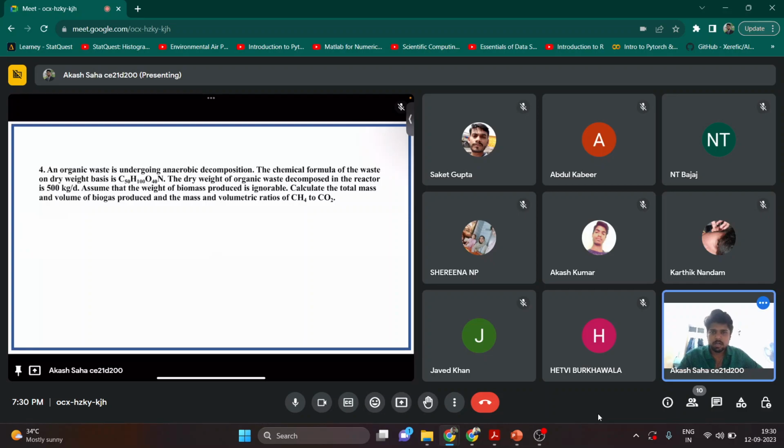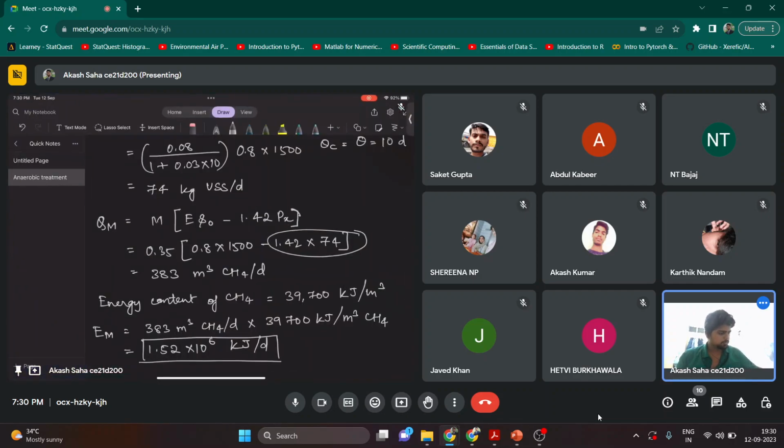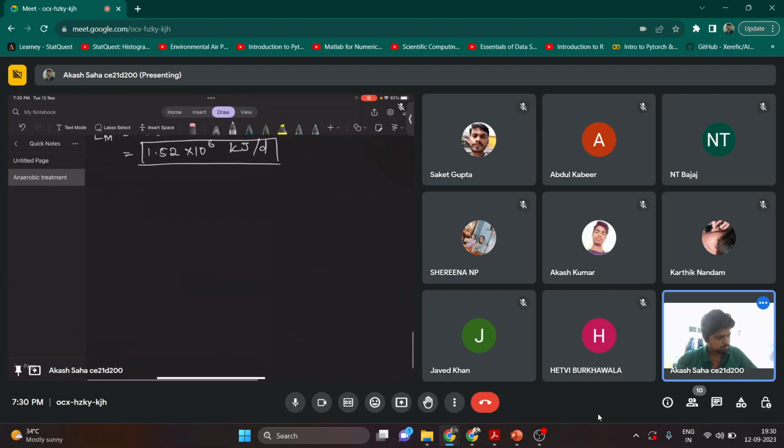So we have a waste whose chemical formula has been given. So we have to find out, if it is getting converted in anaerobic decomposition, how much methane, carbon dioxide and ammonia will get produced. So we will see one by one how we have to go through this problem, because here the formula of the compound is given. So it makes the work very easy.